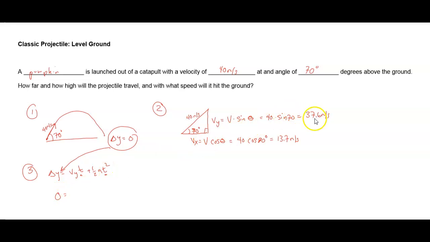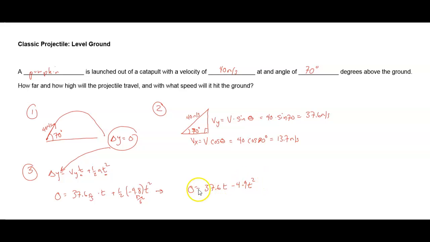0 is equal to the Vy value that we just found, 37.6 meters per second times time, plus 1/2 acceleration. We should definitely remember acceleration is acceleration due to gravity, so that's negative 9.8 times time squared. This should be in units of meters per second squared. Sorry, I left that out. Alright, so let me clean this up a little bit. If we have 0 is equal to 37.6 t, 1/2 times negative 9.8 is minus 4.9 t squared.